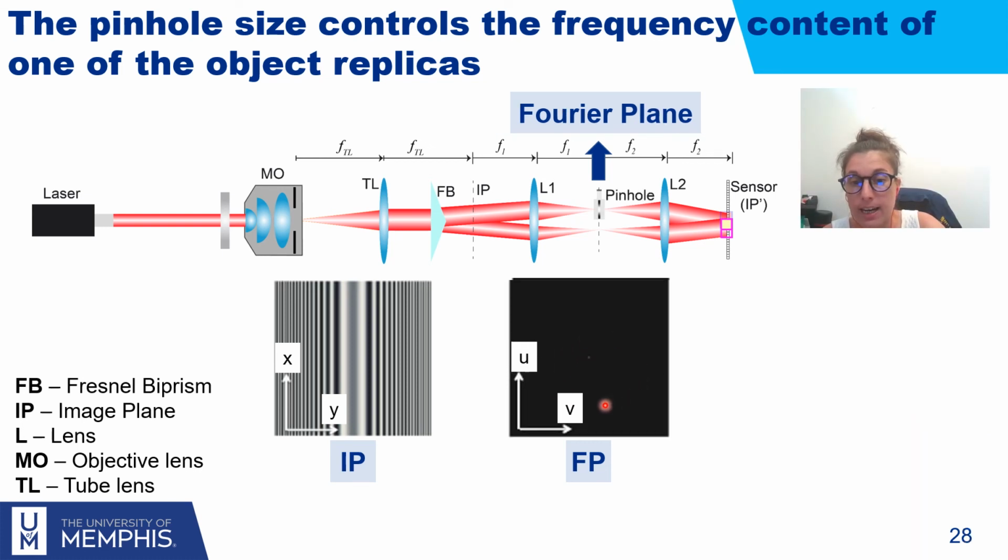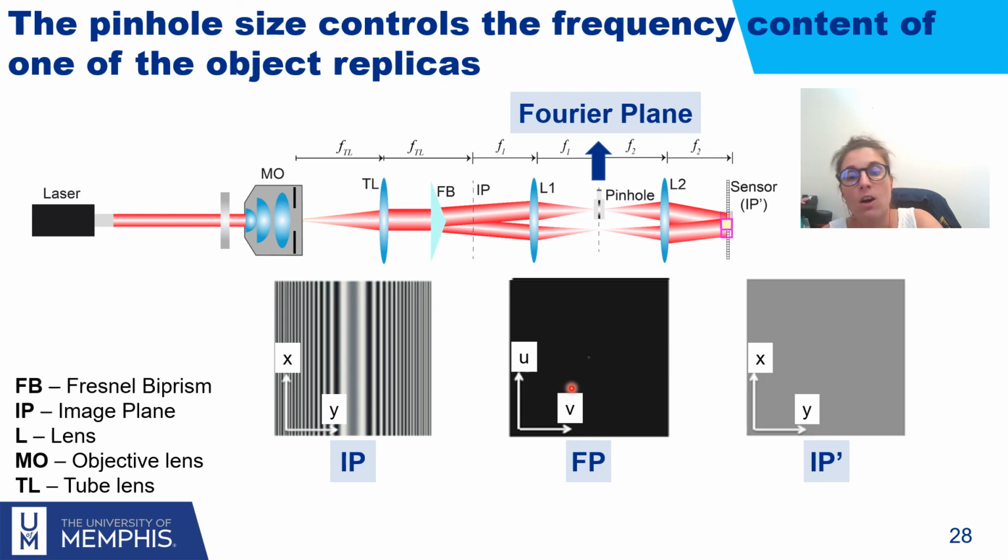And let's say that I have a pinhole where I'm selecting only the center frequency, the DC frequency. So when I come back to the conjugated image plane, what I have is a uniform beam. So I have a uniform beam, that's my reference beam. This is the whole idea. We want to put a pinhole to clip all the frequencies except the DC term. So we're going to create a reference beam from one of the objects, from the spectrum of the object.